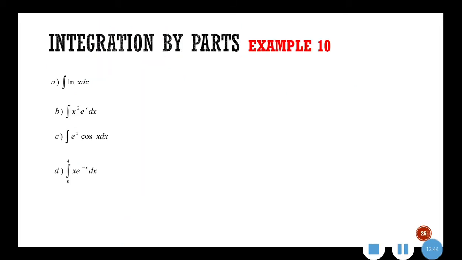Okay, so now let's proceed to example 10a. We have the integration of ln x times dx. So how many functions do we have here? We don't see it, but actually we have 1 times ln x dx.